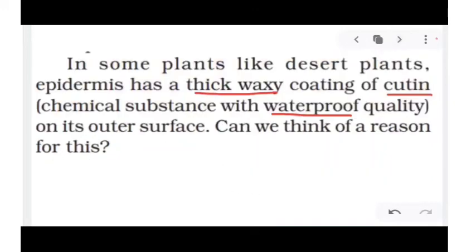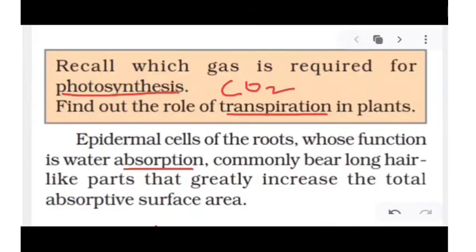If we have these particular roots and these are the root hairs. Okay, so these root hairs are very long and they go for the water absorption. Now commonly bear the long hairs like part greatly increase the total absorptive surface area. जहाँ जहाँ पानी होता है वहाँ वहाँ पे वो roots पहुँच जाती है for the absorption. And the roots are just totally finding where the water is present inside the soil, isn't it?